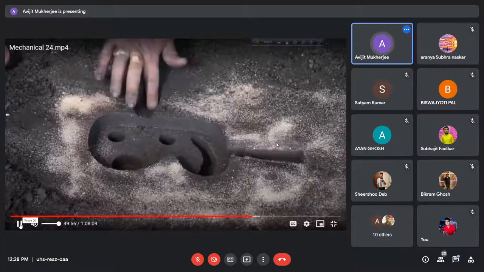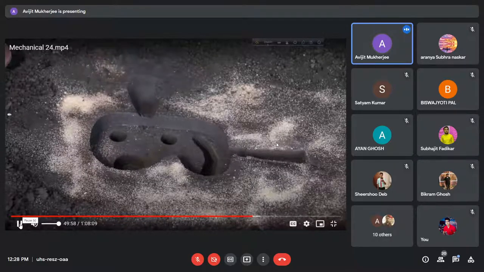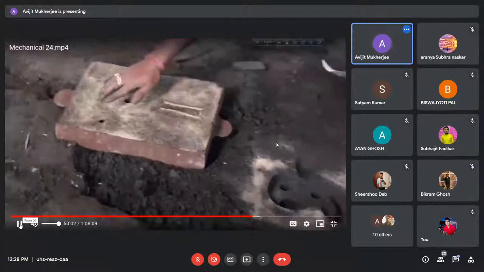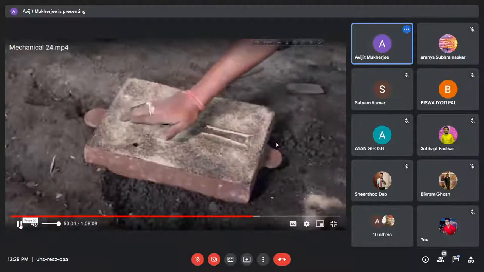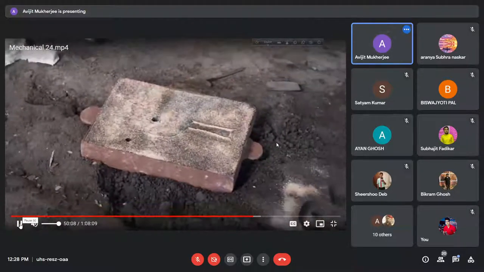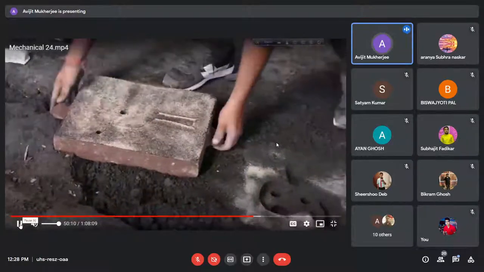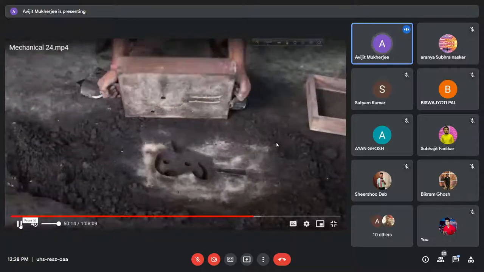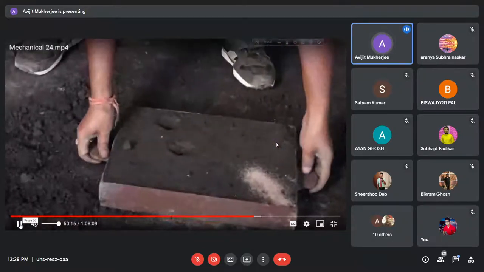So this is your gate which has been cut, and these are the two holes, one is the riser and one is the runner. So after completing the entire job, we need to catch this cope again and place it as it was.